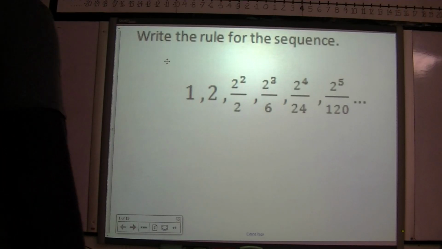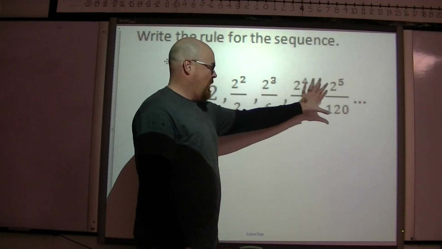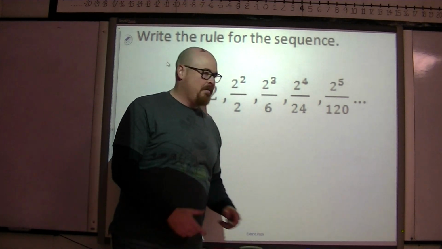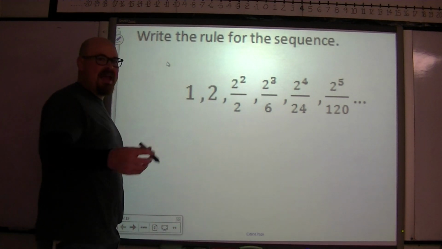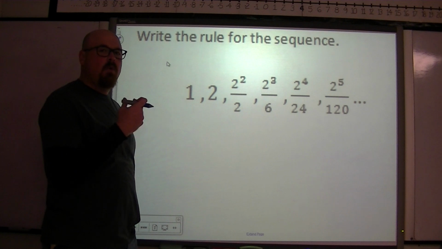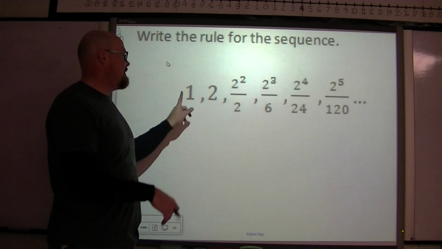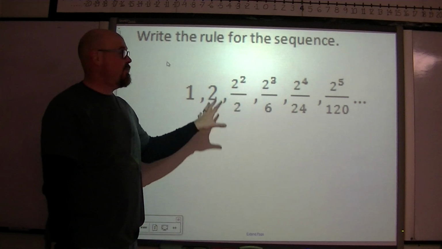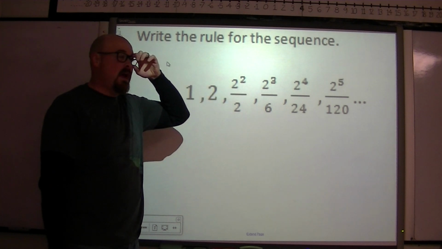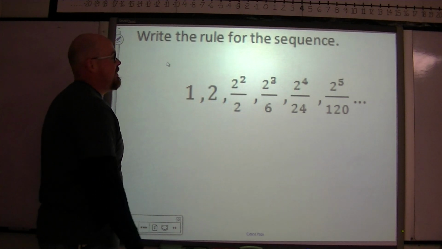Okay, question 1 from the review. Write the rule for this sequence. Come up with that generic a sub n is equal to what, right? What is that rule that I plug the numbers in to get these numbers? This one, and you know what guys, we're in honors, so I'm going to make this stuff hard on you. It's not going to be easy.